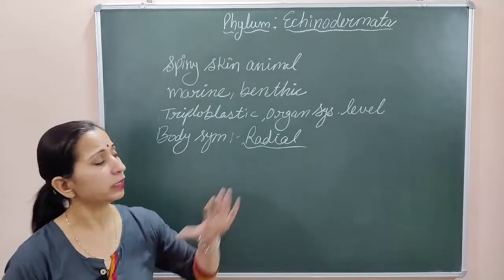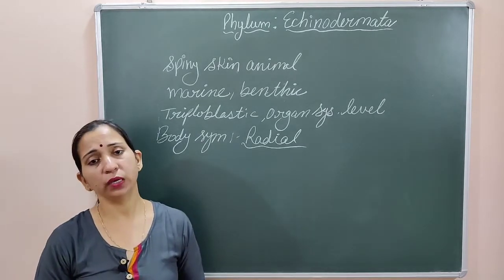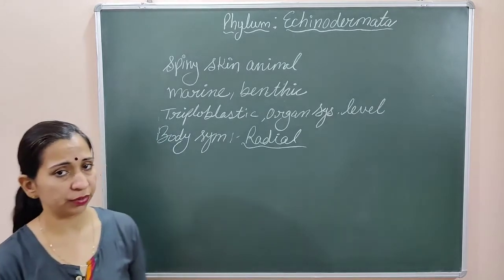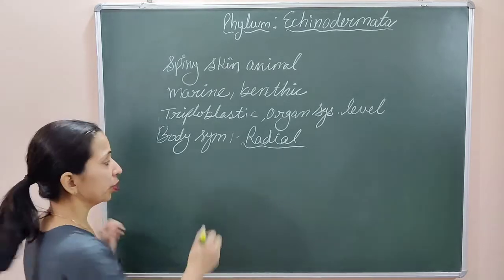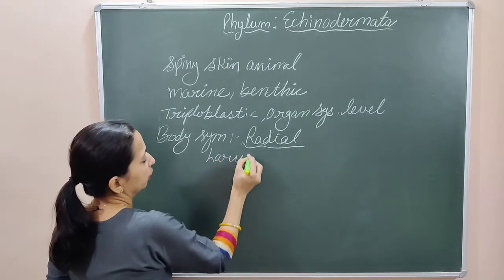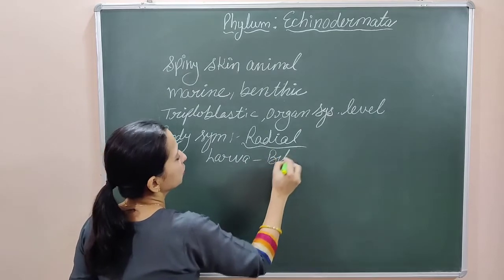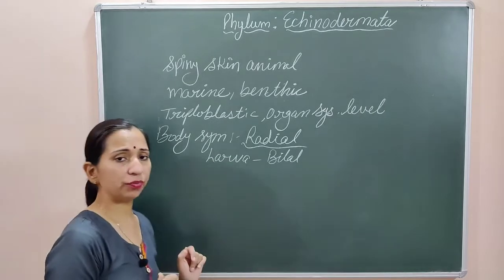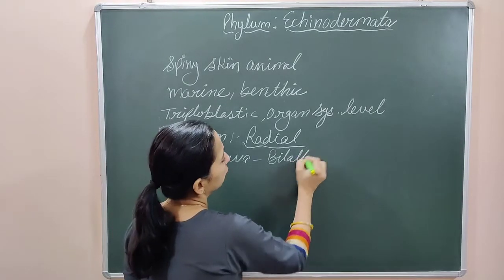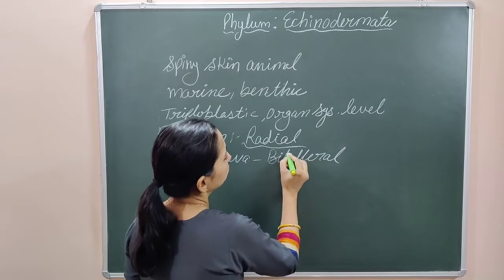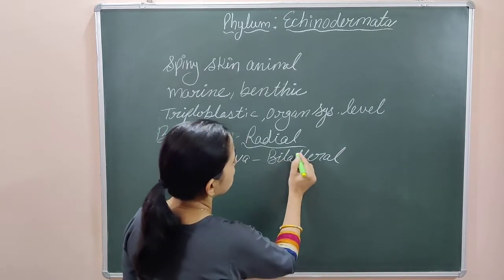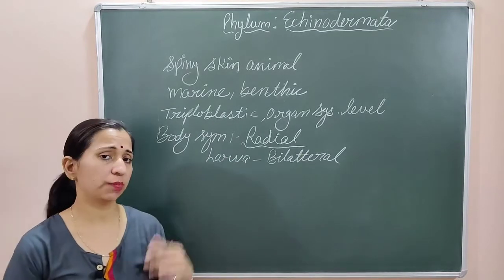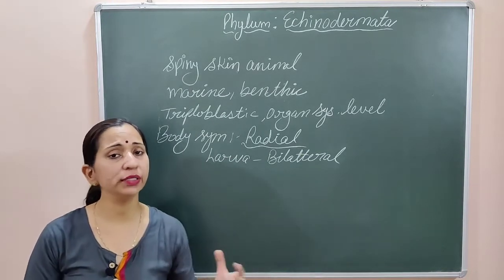But here is the exception. The animals of this phylum show radial symmetry, but their larvae show bilateral symmetry. So this is a very important point कि adult जो होते हैं वो radial symmetry show करते हैं, जबकि जो इनके larvae हैं, these larvae show bilateral symmetry. But adult echinoderms show radial symmetry.